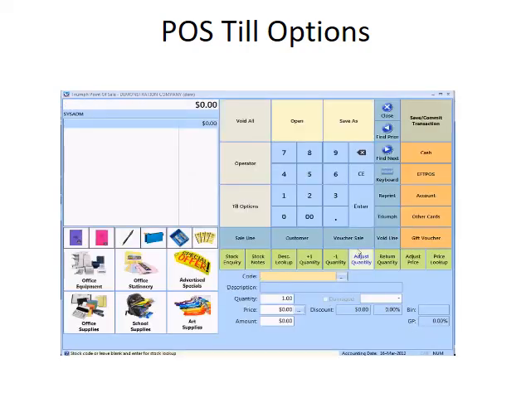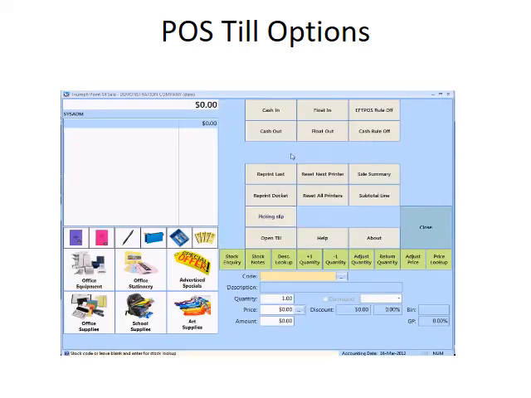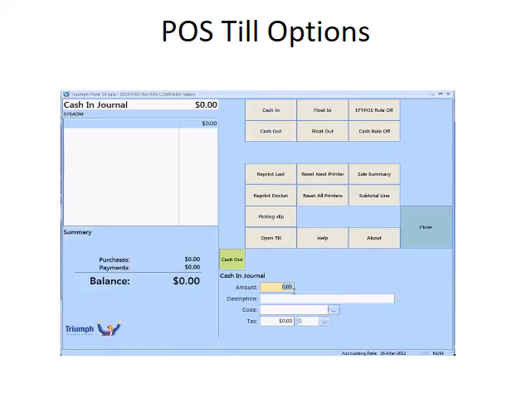You can also, under till options, have cash coming in. So cash can come in, same sort of thing, as money's been given to you for some other reason. Normally very rarely used, but it's there if it wants to come in or out.